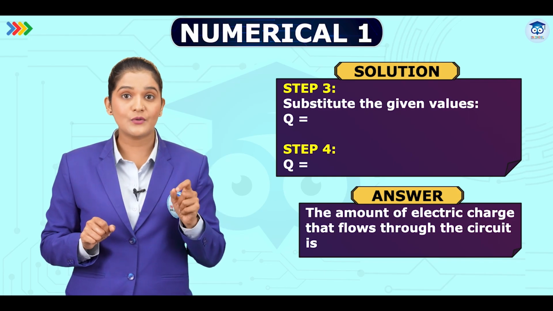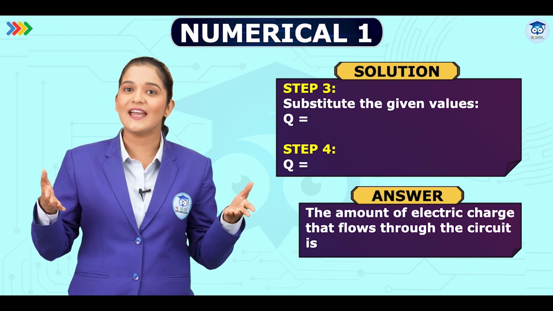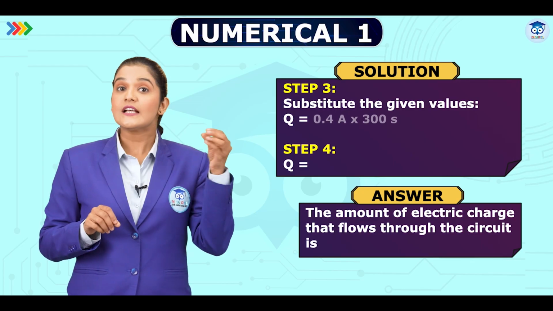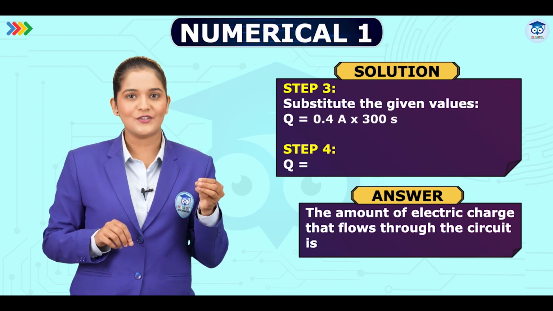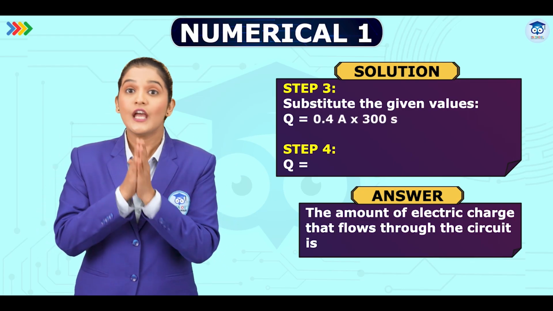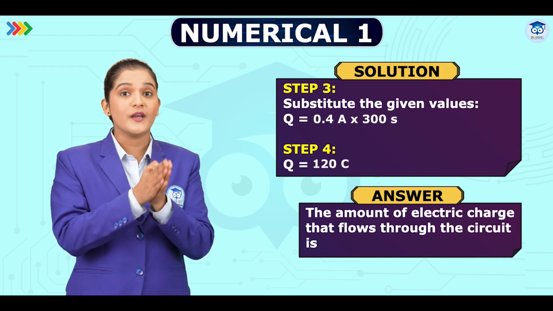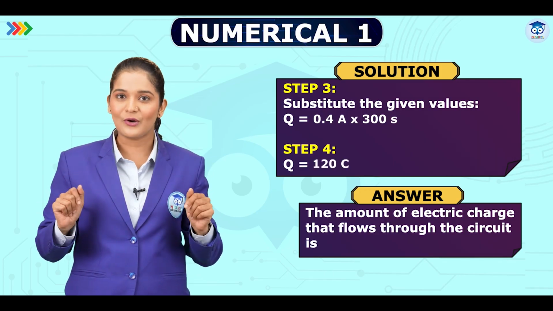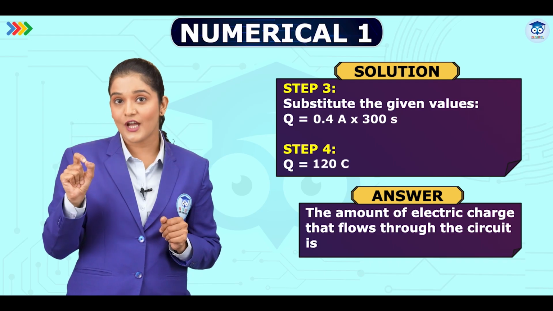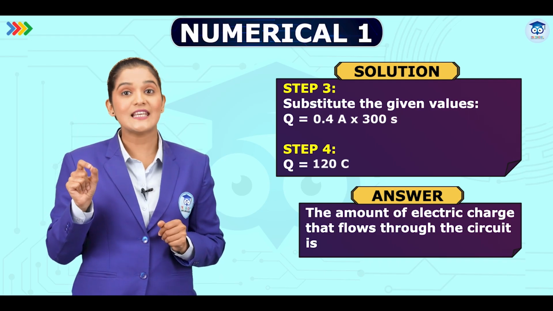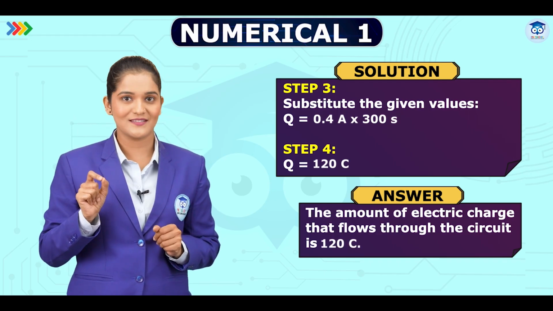Substituting the given values into this formula, we get Q is equal to 0.4 into 300, which results in Q is equal to 120 coulombs. Therefore, the amount of electric charge that flows through the circuit is 120 coulombs.